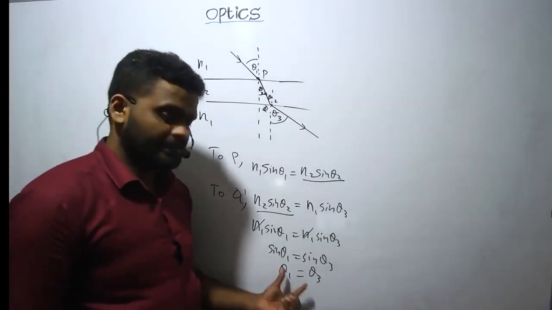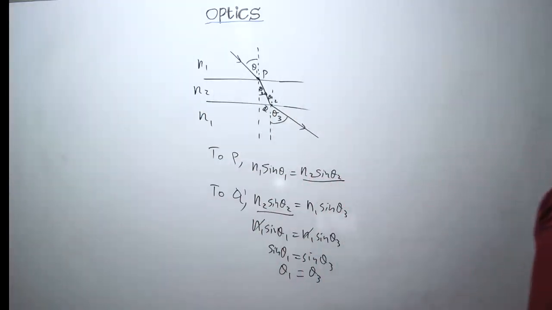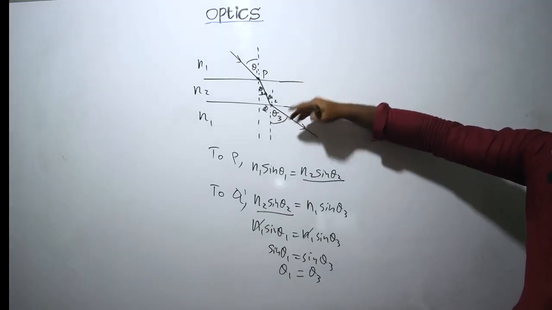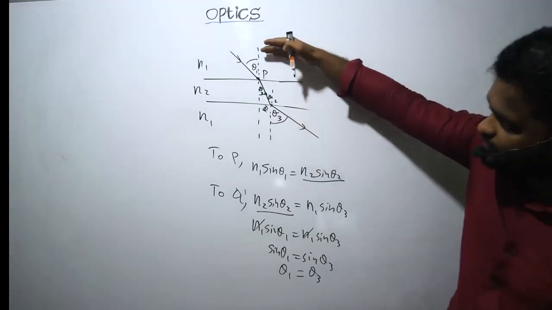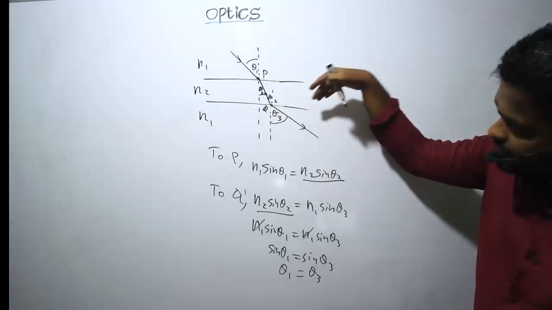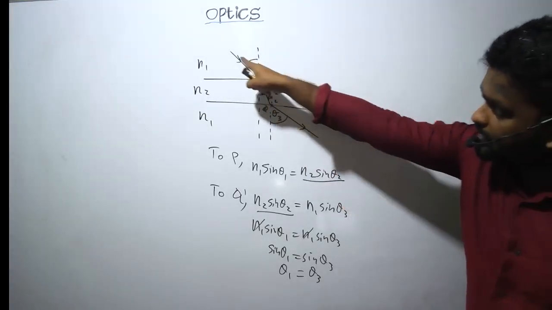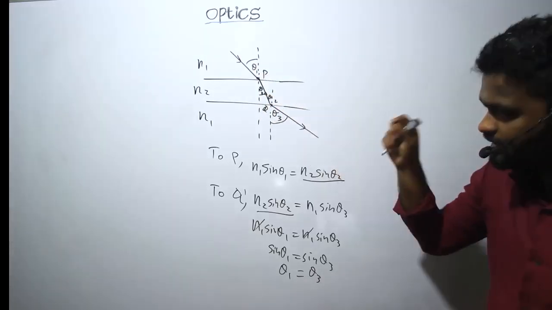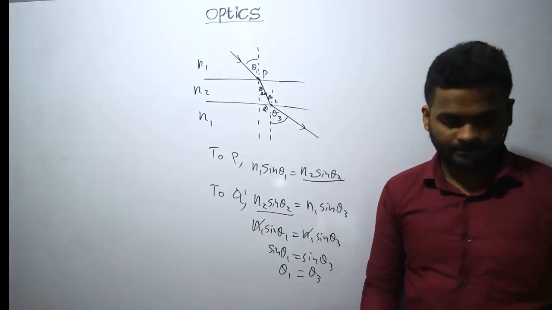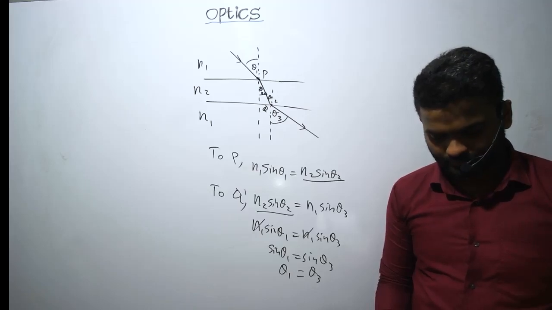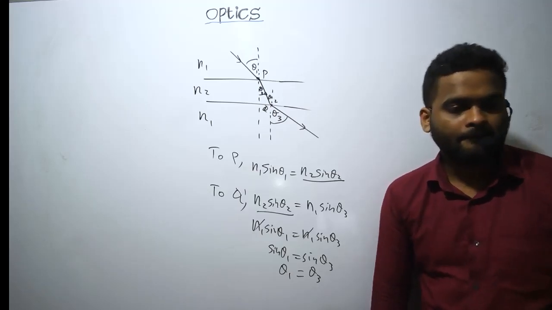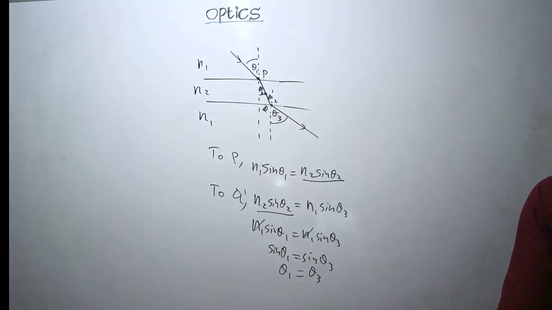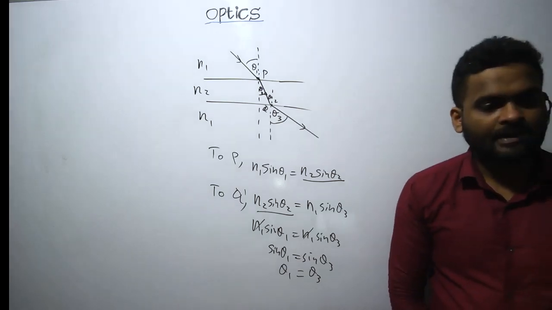Understood? Take it down. It doesn't matter, there can be a number of slabs. As long as these two mediums are the same and the slabs are parallel, the incident ray and emergent ray are going to be parallel. If you're done, thumbs up.